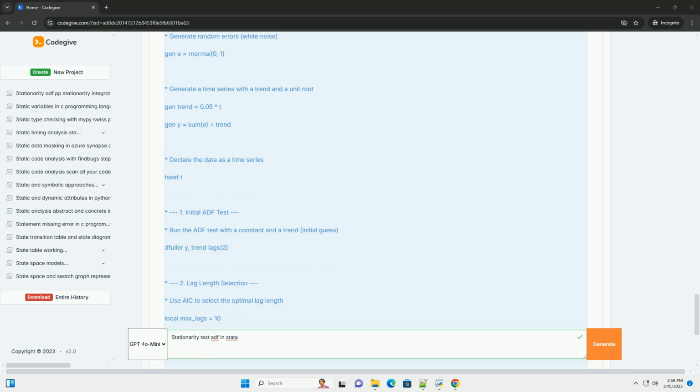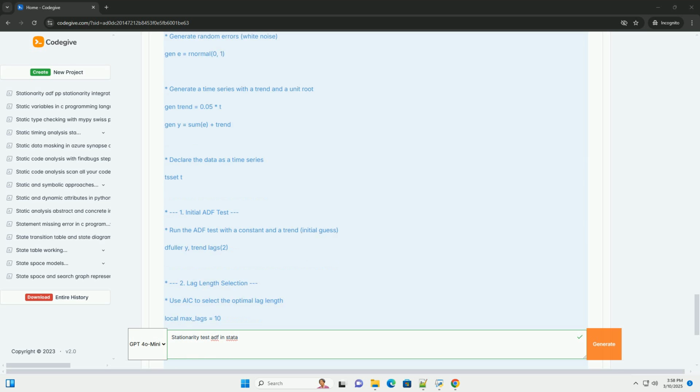`gen e = rnormal(0,1)` generates a series of random numbers from a normal distribution with mean 0 and standard deviation 1, white noise. `gen y = sum(e)` creates the random walk, which is non-stationary. `sum` creates a cumulative sum, which will have a unit root.